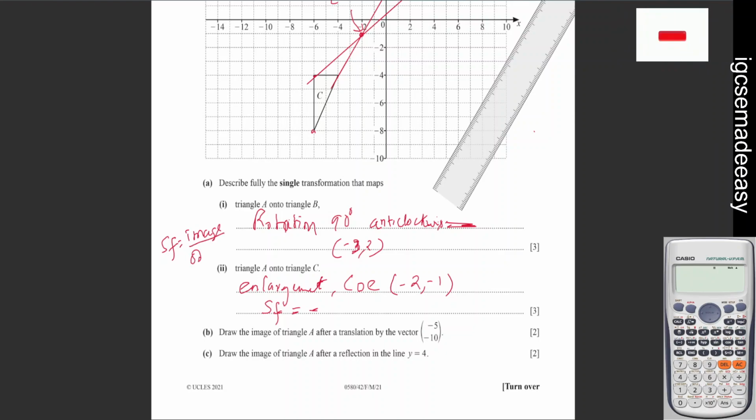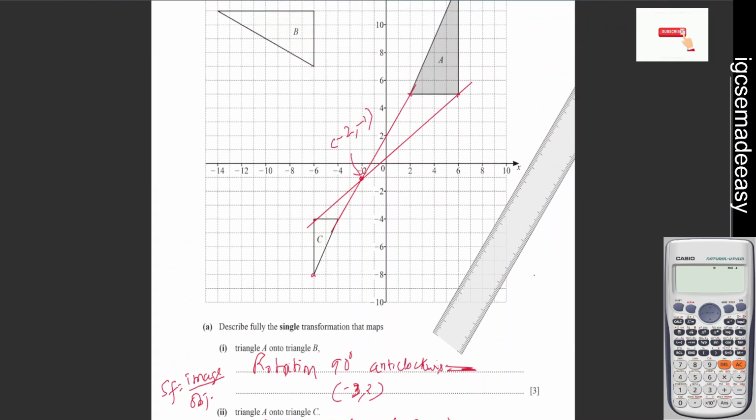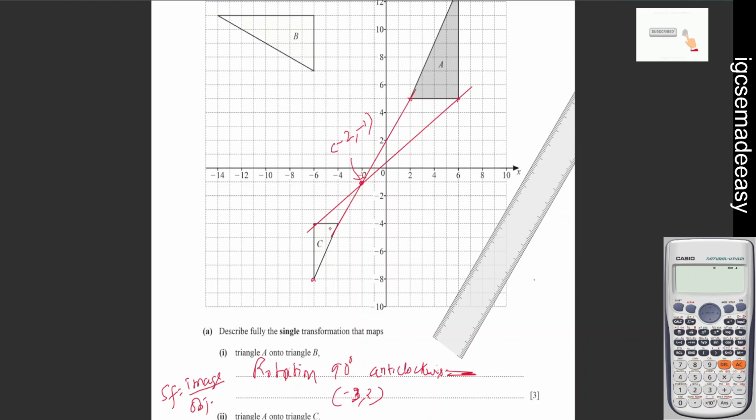So how much? Actually the scale factor formula is: scale factor is image length divided by object length. So what is the image length? Let's find out the image length. Let's say this is 2 units, right? This is 2 units, and this is how many units? 1 2 3 4 units, right? So the image is actually smaller, right?